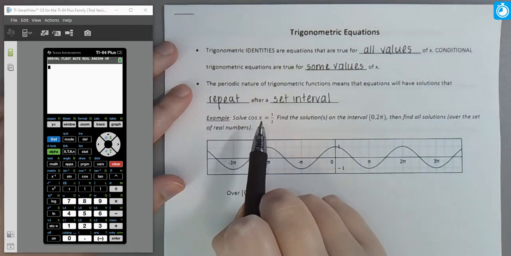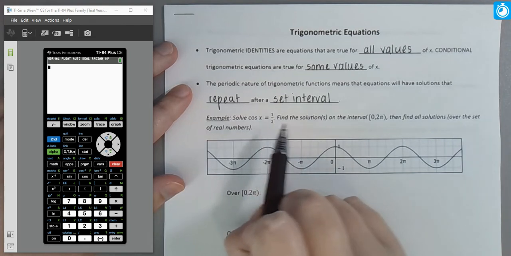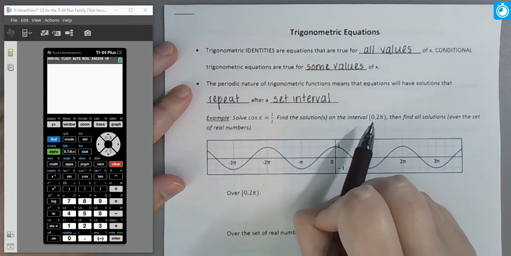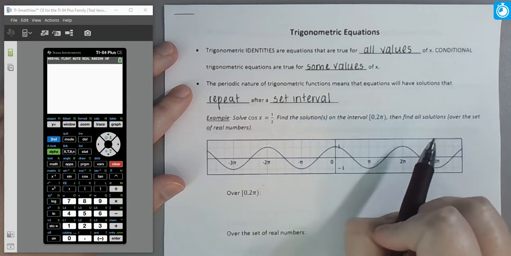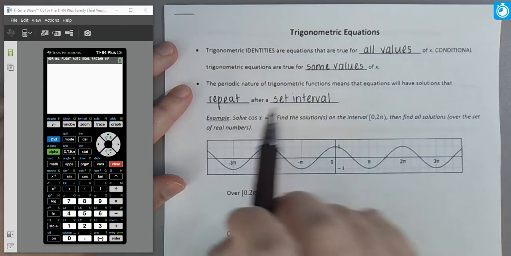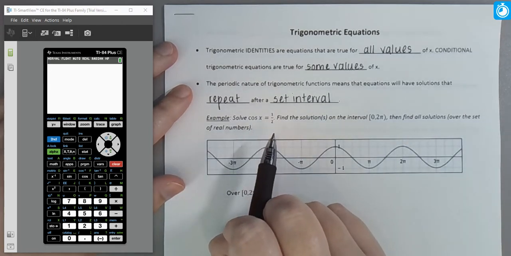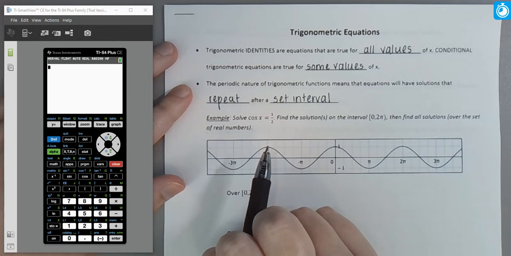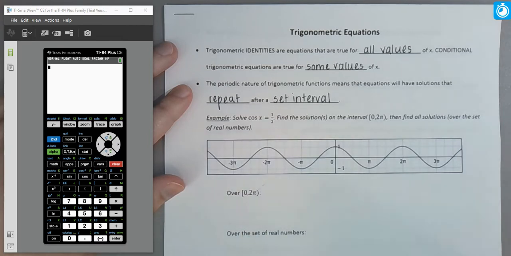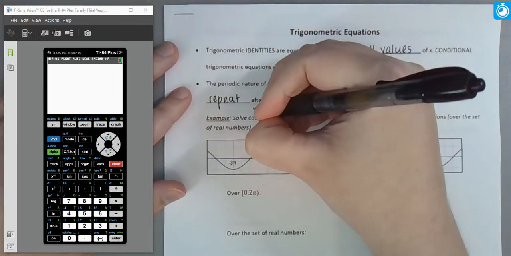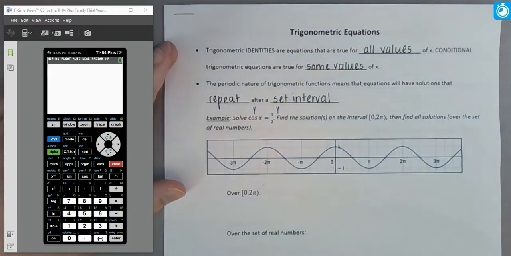So we want to solve cosine of x is equal to 1/2, and we want to find the solutions on the interval from 0 to 2 pi, and then also all solutions, in other words, all solutions over the set of real numbers. So cosine of x is equal to 1/2. We want to know what values of x will make this true. Well, one perspective on solving an equation like this is to think of both parts of our equation as representing y. So we're thinking of y as equaling cosine of x and y as equaling 1/2.